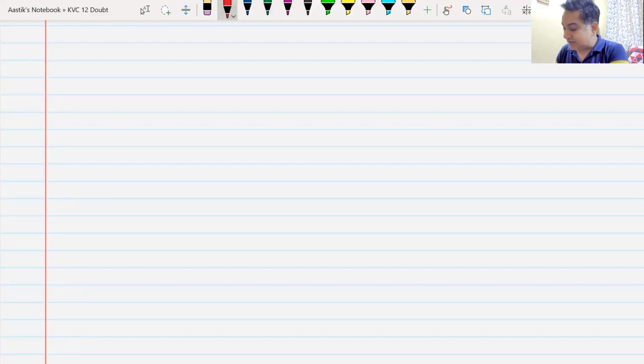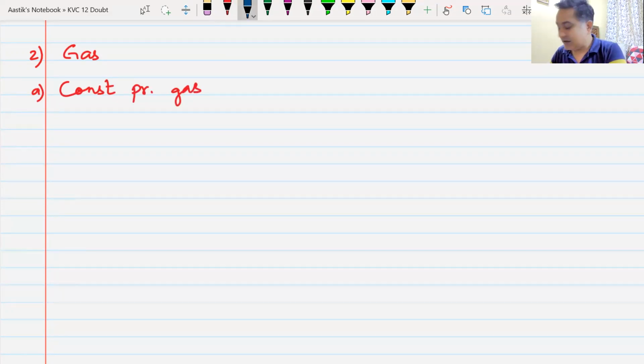Liquid thermometer is done. Then what is the second type of thermometer? Gaseous thermometer, gas thermometer. And in gas thermometers, we have two types of thermometers. One is known as constant pressure gas thermometer, and the other is constant volume gas thermometer. So you know a lot of things about this.